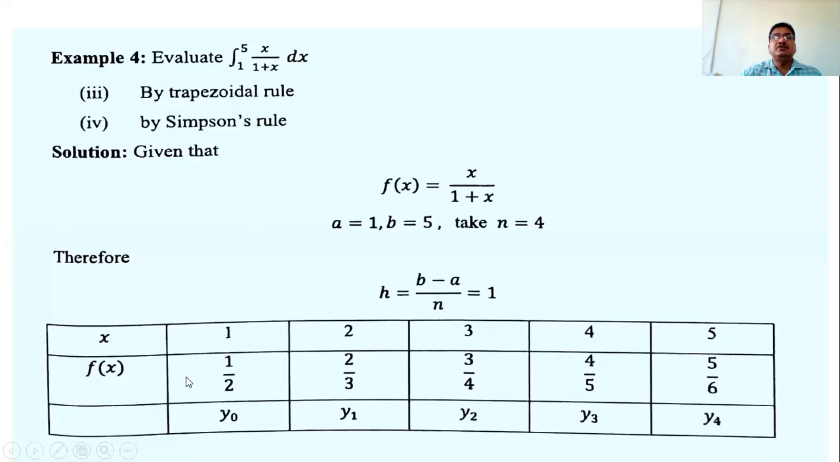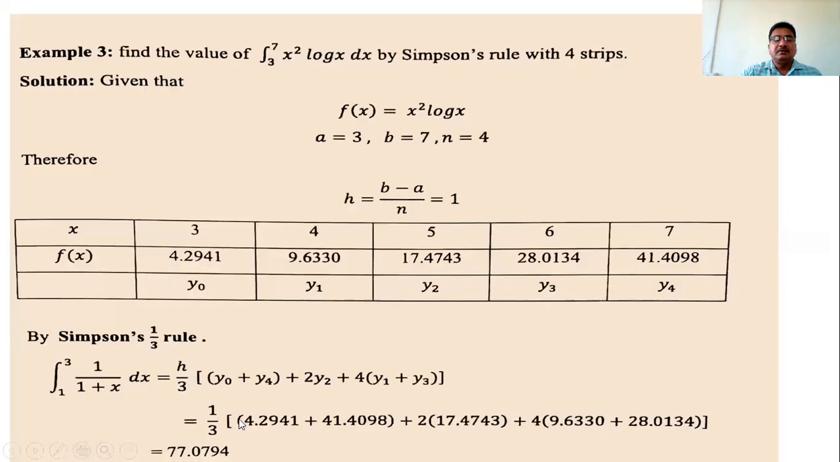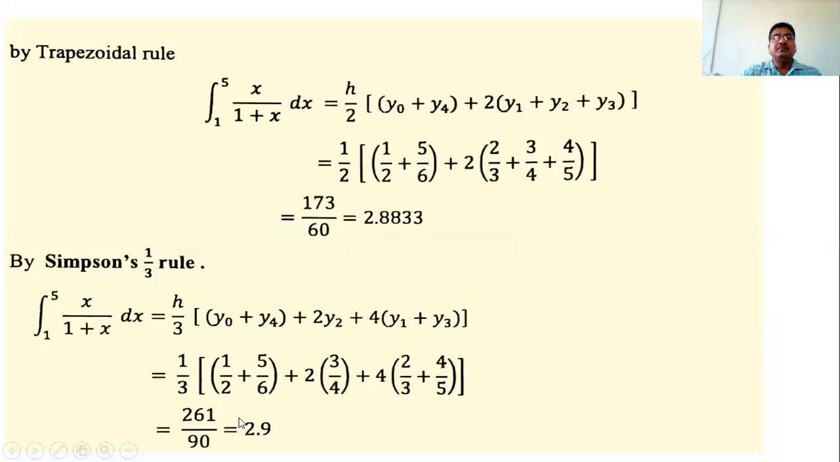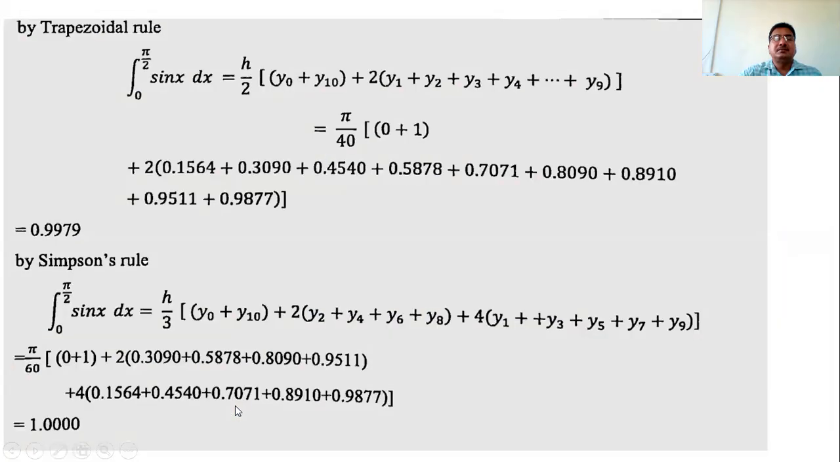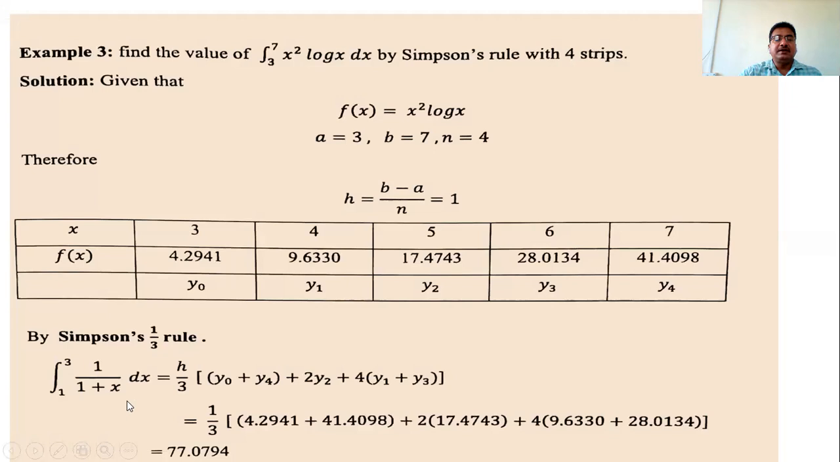The integration is what? This is another problem. So right here, instead of this, write integral 3 to 7 x square log x dx. Here write 3 to 7 x square log x dx. So here is a printing mistake.